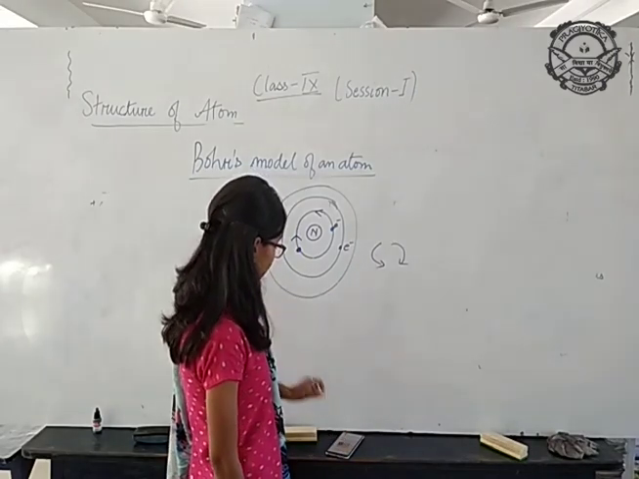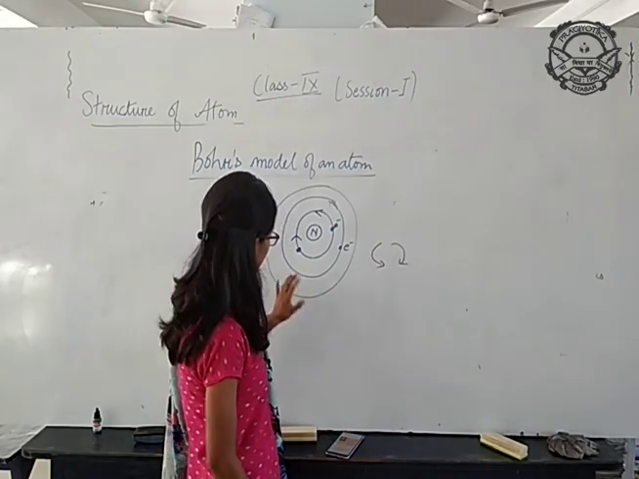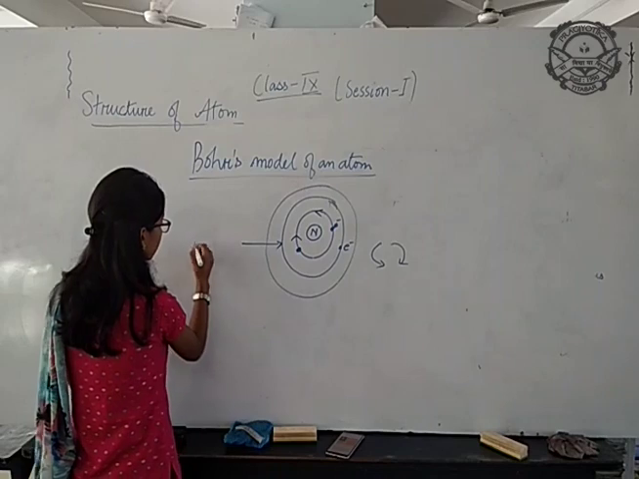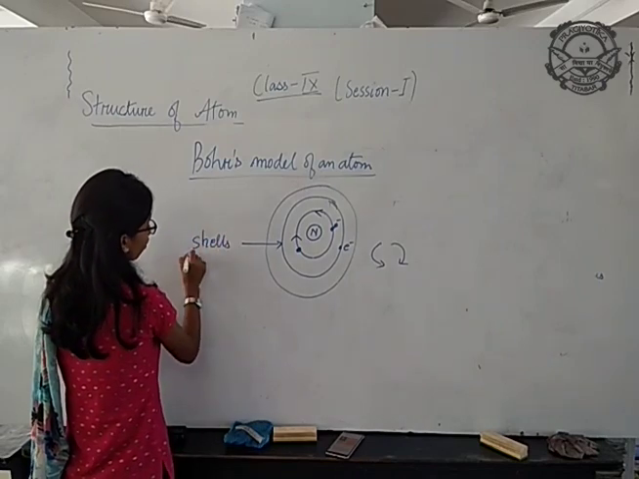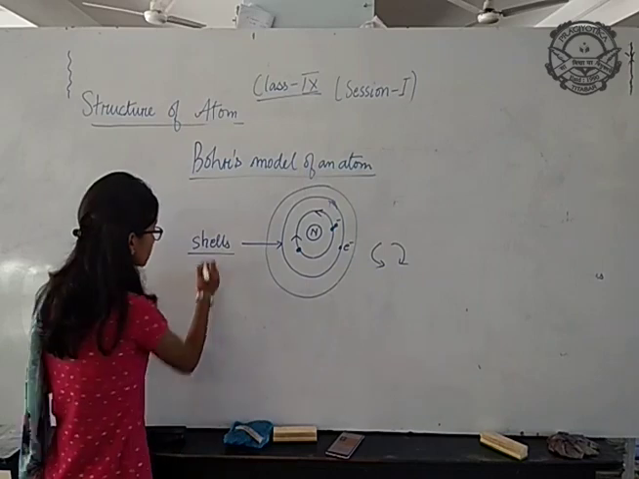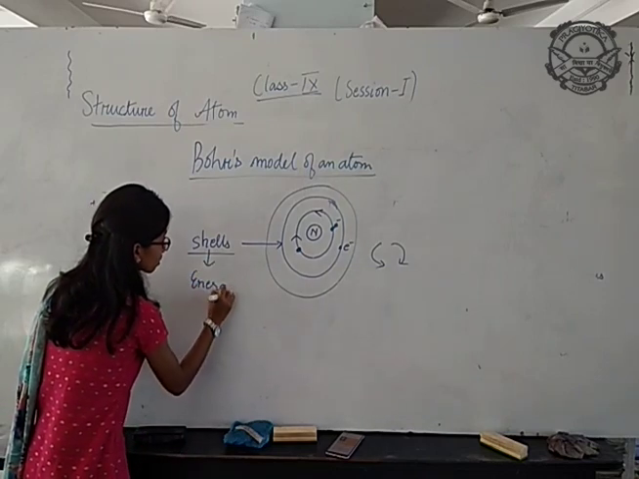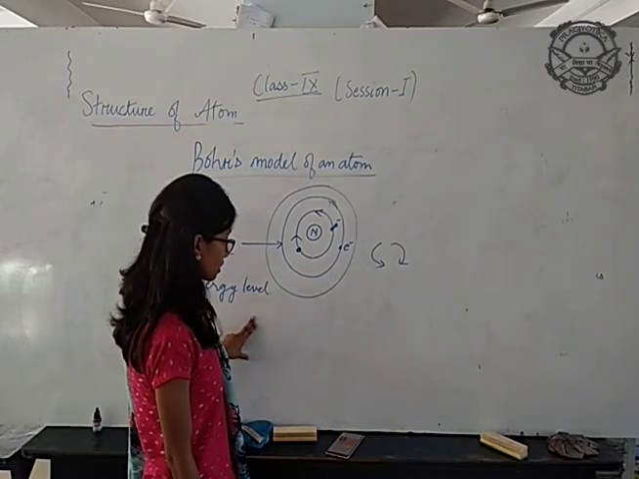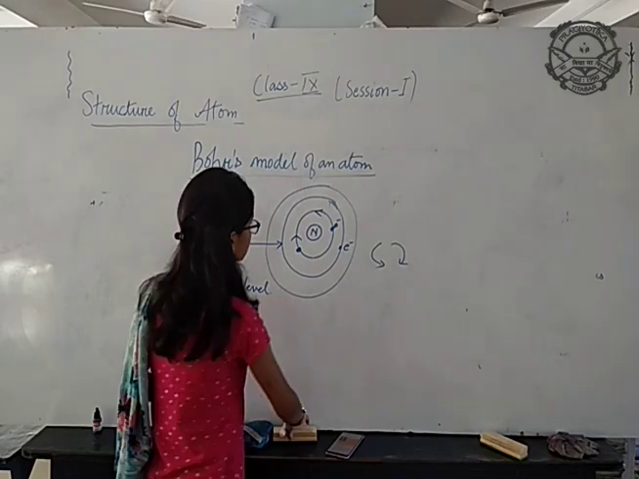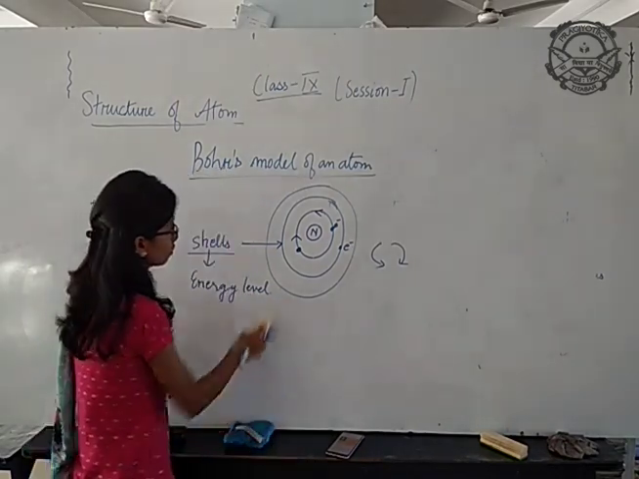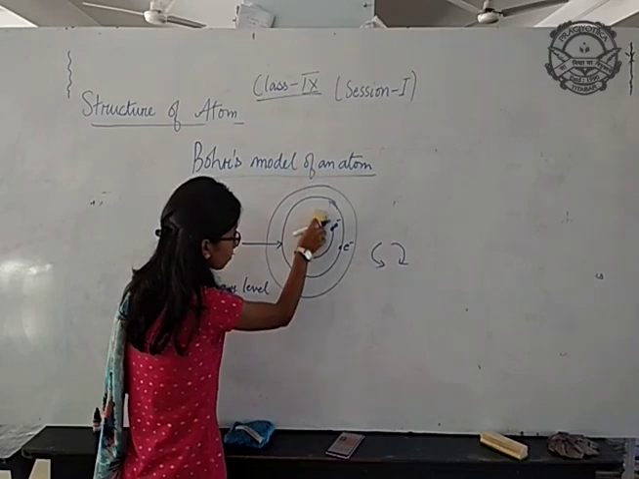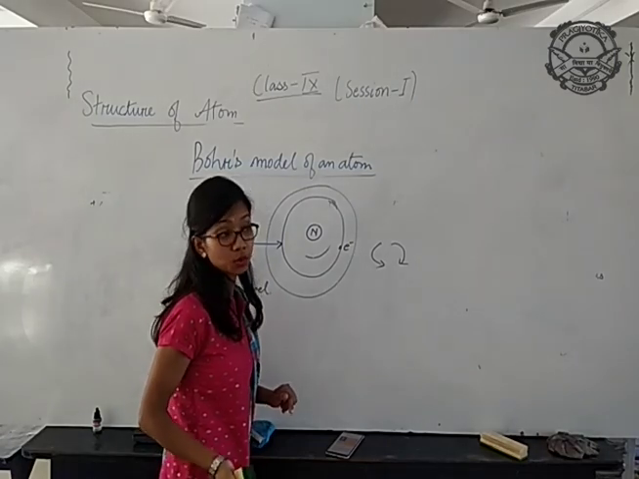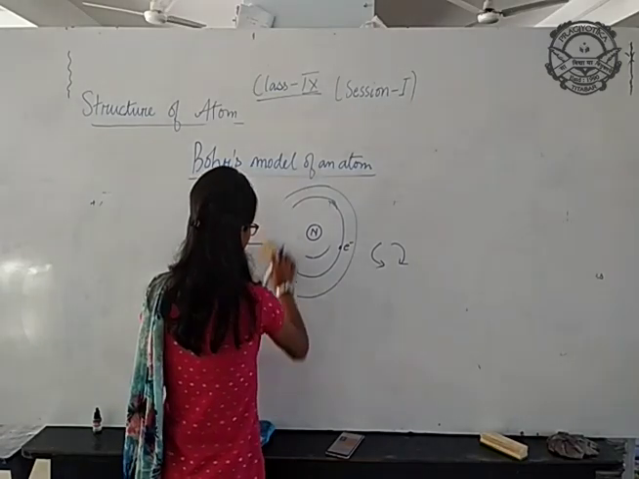And now he explained these orbits as shells. These are called orbits in Rutherford's model, but Bohr considered them to be shells. These shells are nothing but energy levels. He named them energy levels. If you remember from class 8, K, L, M are the energy levels which were given by Bohr's atomic model.